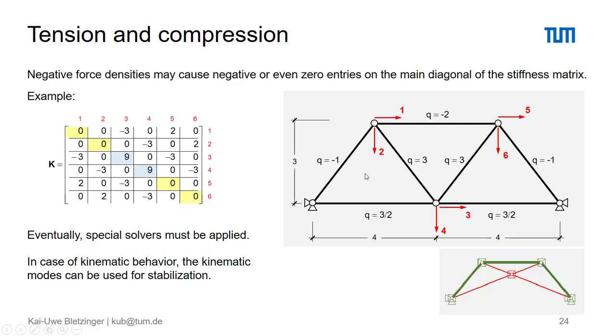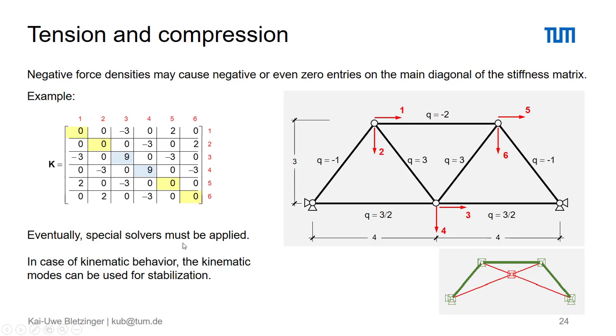That's the entry there. And for this node, for degrees of freedom 5 and 6, we again have the fact that the force densities just sum up to 0 here. That is not nice, because quite a lot of solvers don't like that if there are entries of 0 on the stiffness diagonal. And then, of course, you have to apply special solvers.